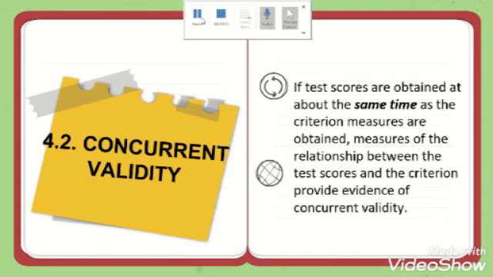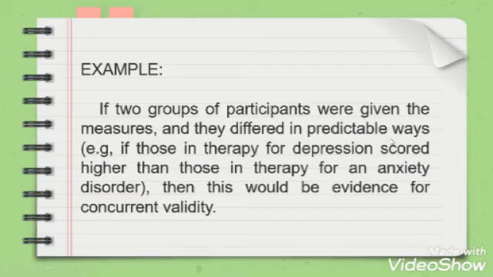Now, under criterion-related validity is concurrent validity. This means that if the test scores are obtained at about the same time as the criterion measures are obtained, measures of the relationship between the test scores and the criterion provide evidence of concurrent validity. From the word itself, concurrent, same time. Example, if two groups of participants were given the measures and they differed in predictable ways, if those in therapy for depression scored higher than those in therapy for an anxiety disorder, then this would be evidence for concurrent validity.